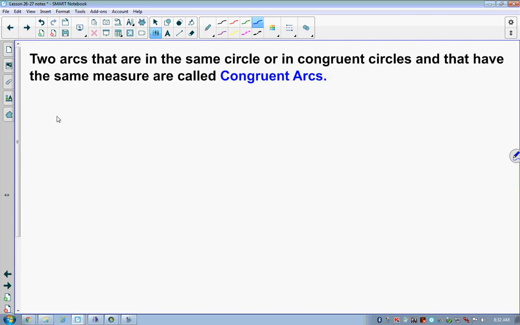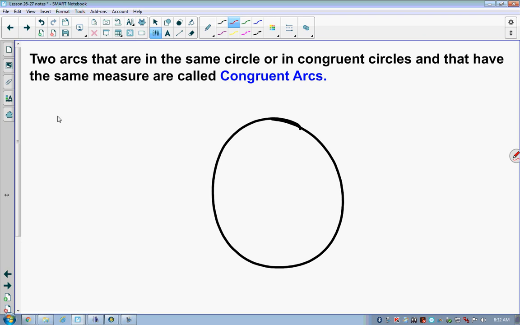Okay. Let's see. 2 arcs that are in the same circle or in congruent circles that have the same measure are called congruent arcs. Right? 2 things that are equal are also considered congruent. So if we drew a circle up here, right, and I said that this is 45 degrees and this is 45 degrees, those 2 arcs, whatever I labeled them, would be congruent to each other.